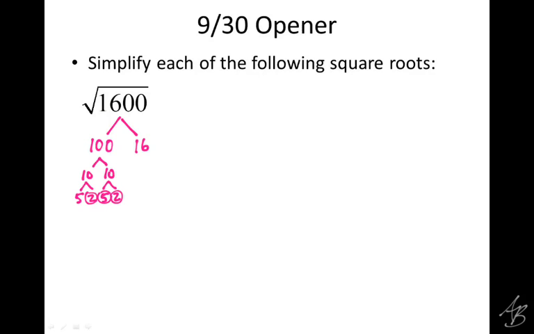All right, how about that 16 over there? What do we multiply to get 16? Okay, we could do 8 and 2. I also heard 4 and 4. We'll do 4 and 4. And each of those 4s then is going to be 2 times 2.